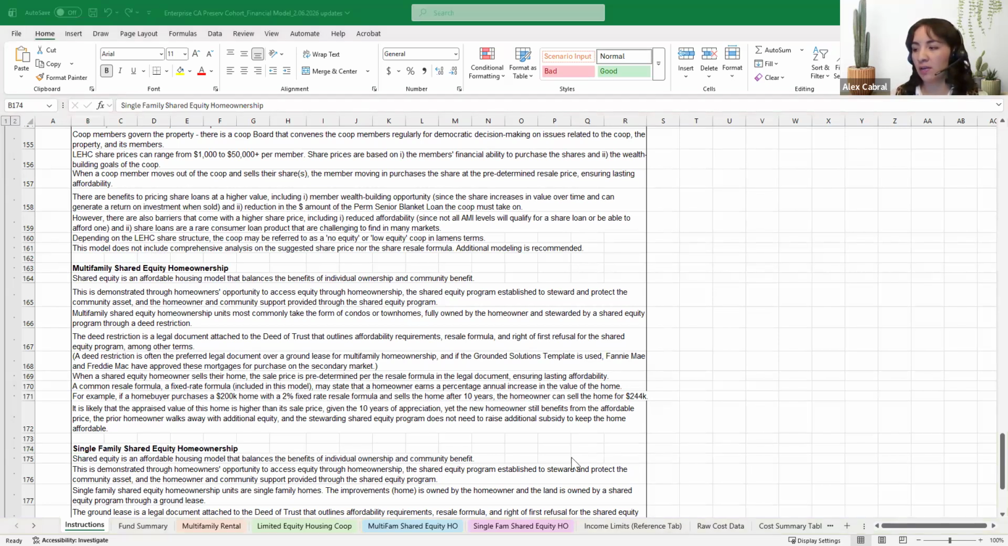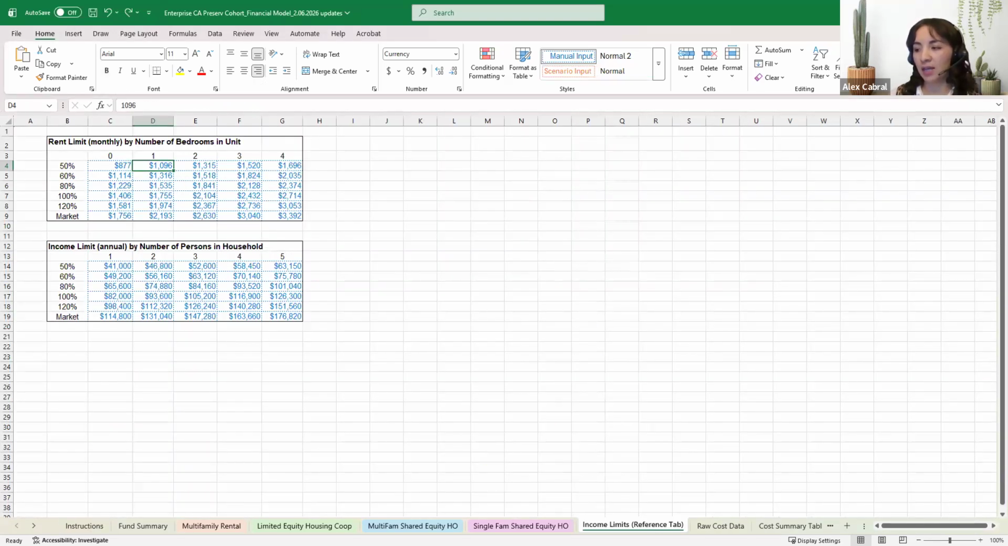Okay, so to get started, when using this model, your first step will actually be a few tabs down at this income limits tab. For the purpose of this walkthrough, we're going to assume that you're going to use all tabs in the proforma. So for all figures in blue, you're going to fill in for your region, for the region where these projects will be built, the rent limit and the income limit, which should be available online related to your MSA, your metro service area, or your municipality.